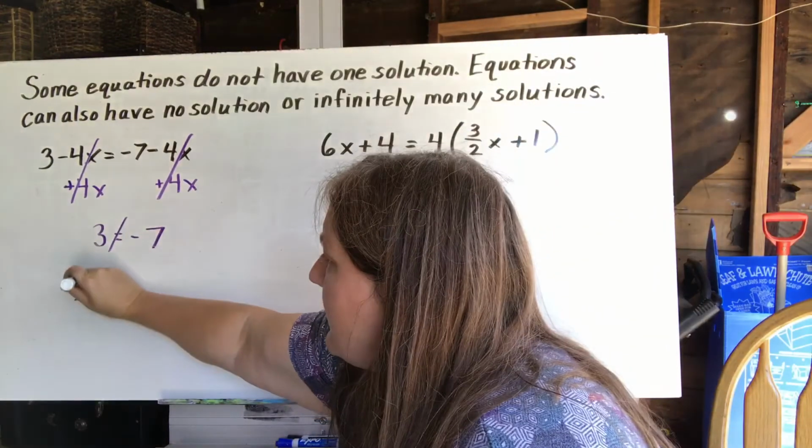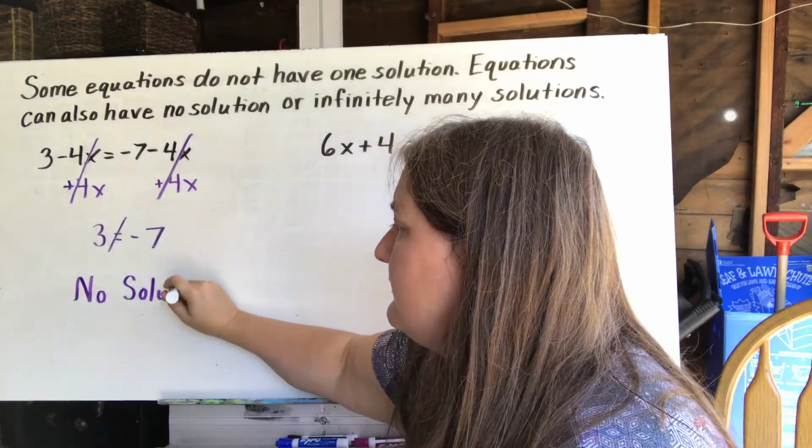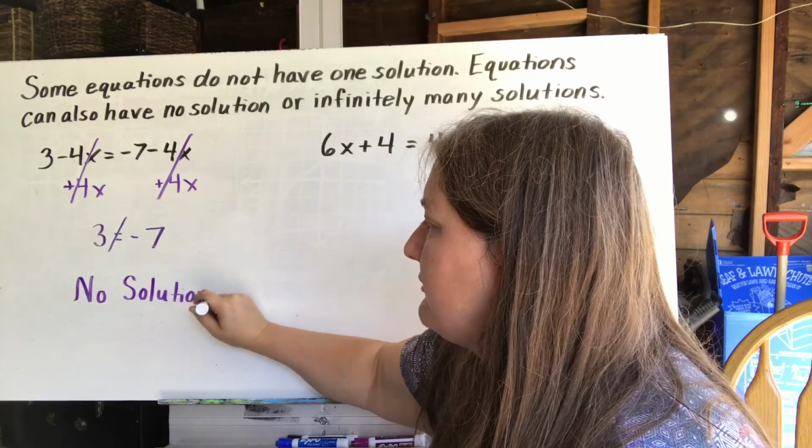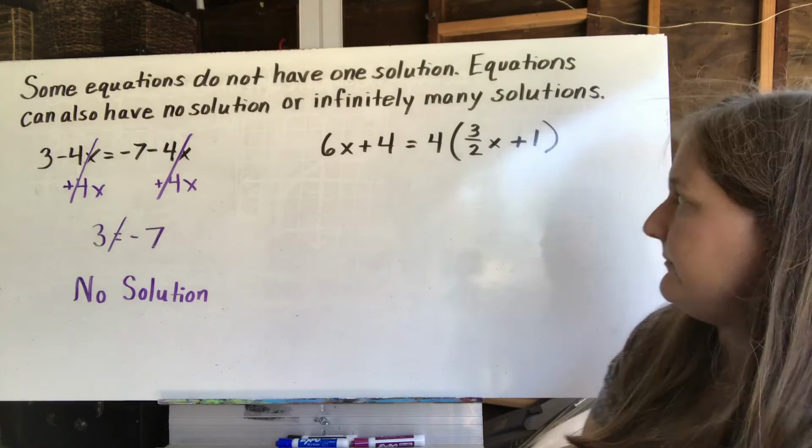So here I have no solution. I end up with something that is not true. There is no number that I can put in for x that makes those two sides equal. So no solution is my final answer.